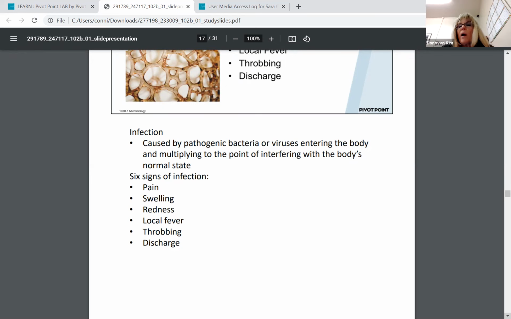So then, have you ever popped a pimple and then woke up the next day and had another pimple? Or maybe that same one is still there, and that's because the bacteria is still there. It's not dead. It's just continuing to multiply. So we have these 6 signs of infection. Pain. Sometimes those pimples are very painful.